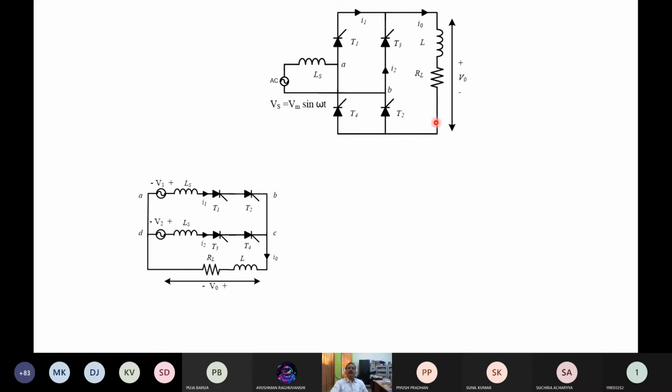Okay, when these two are conducting, this is the current path. When these two are switched on, the current instantaneously switches to T3 and T4. Instantaneous, but in fact, it is not instantaneous because of the inductor. So when these two are conducting, and after pi, at pi plus alpha, when T3 and T4 are triggered, the current in T1 and T2 gradually decreases, and current in T3 and T4 gradually increases.